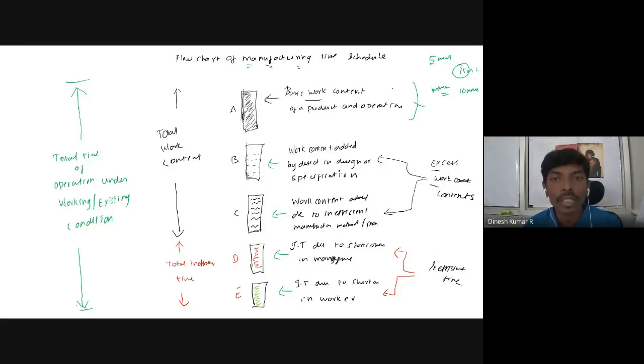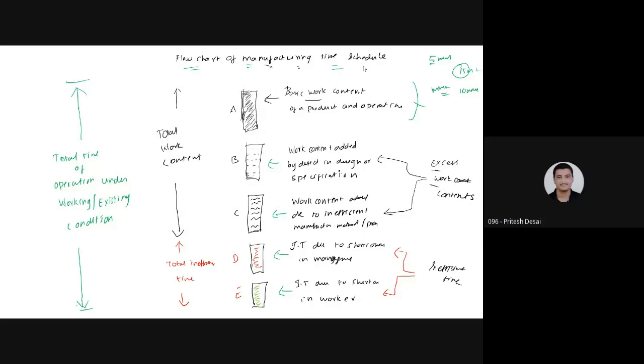And your prime focus will be how to reduce the total time for the operation of a particular process, by reducing the excess work content or the ineffective time added in your product, which drags the process sequence and reduces production and profit. Any doubt till this? No, sir. Okay.